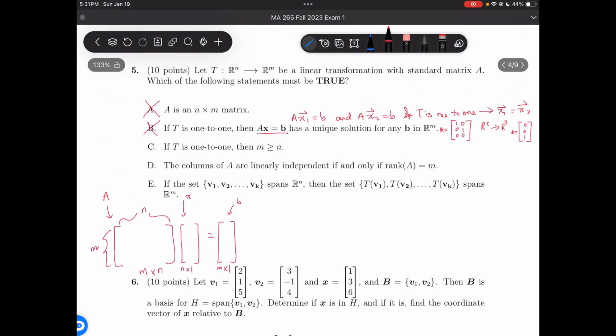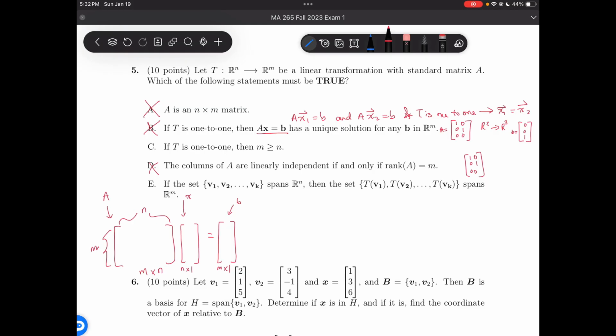We can also think of a counterexample for this one, like 1, 0, 0, 1, 0, 0. Oh, this isn't a good counterexample. So actually, this would be a good counterexample. In this case, the columns of A are linearly independent: 1, 0, 0 and 0, 1, 0 are linearly independent. However, the rank of this matrix is equal to 2, not 3, like the statement claims.